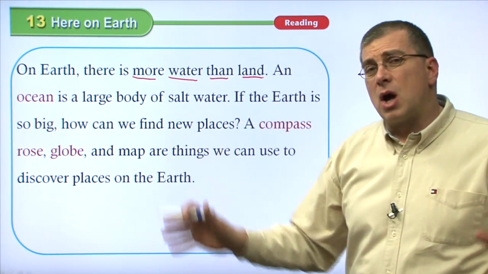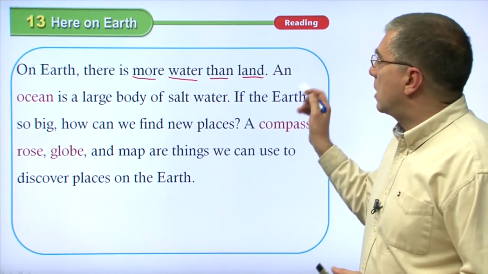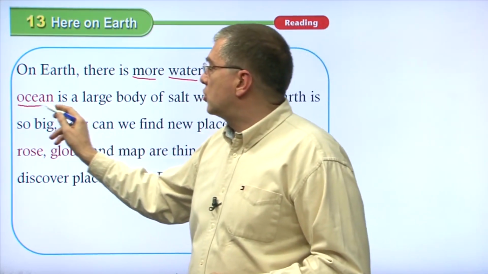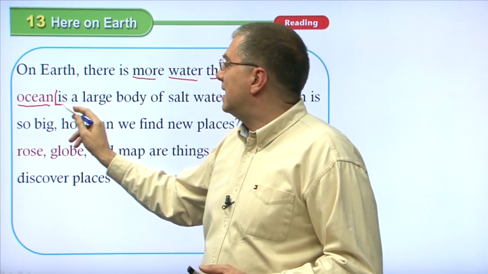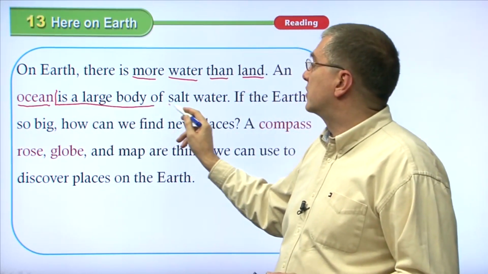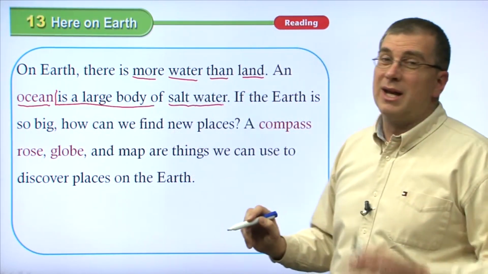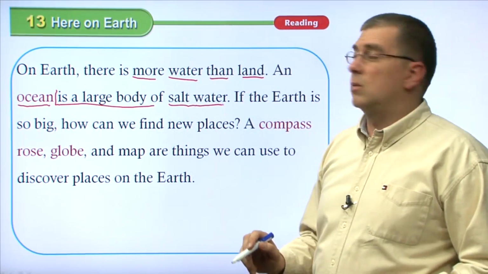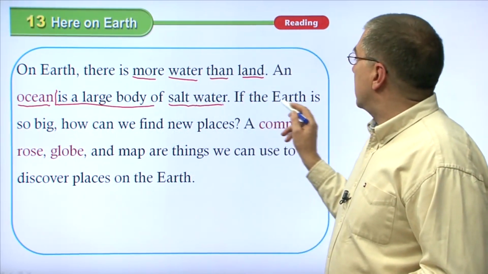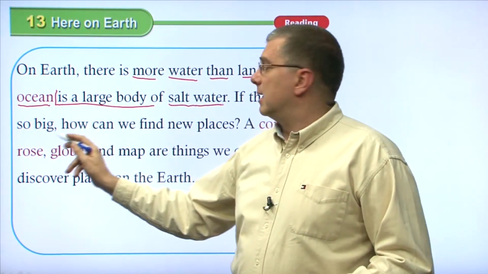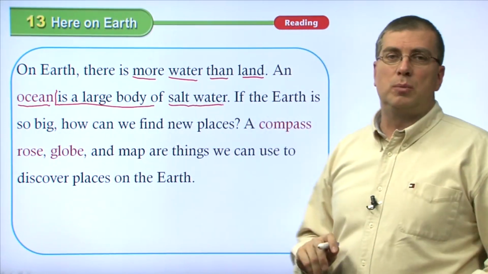What do we call the large areas of water? We call those oceans. An ocean, what is an ocean? It is a large body of salt water, not fresh water, salt water. If the earth is so big, how can we find new places?